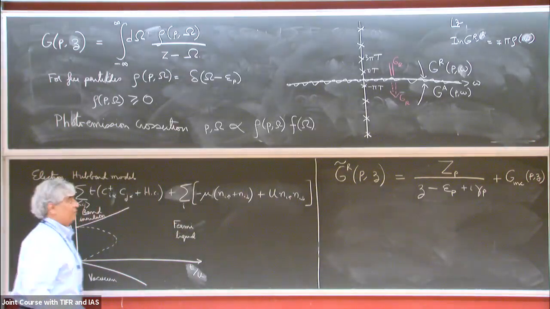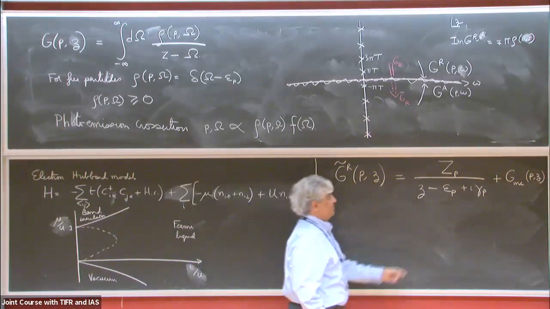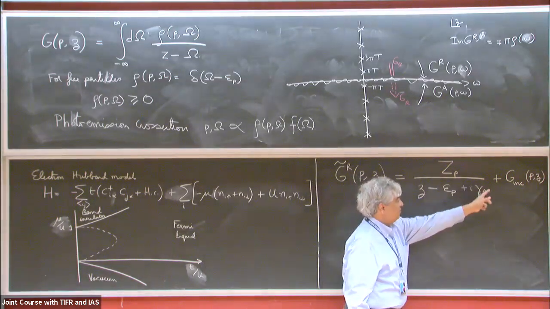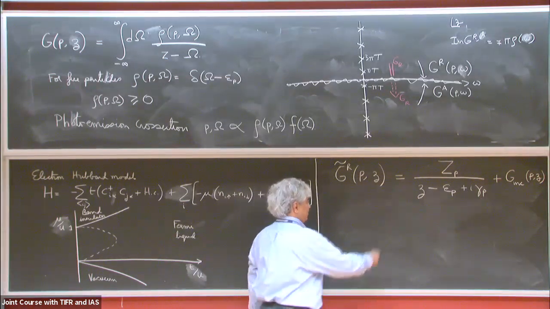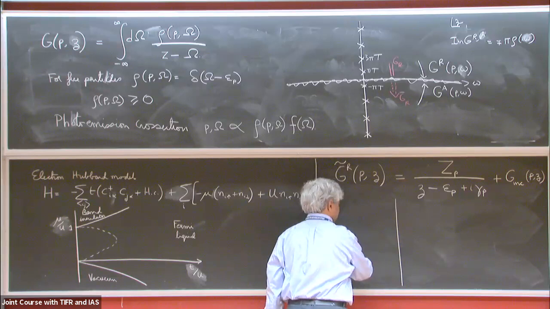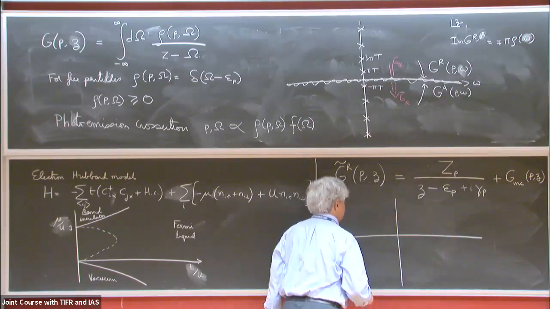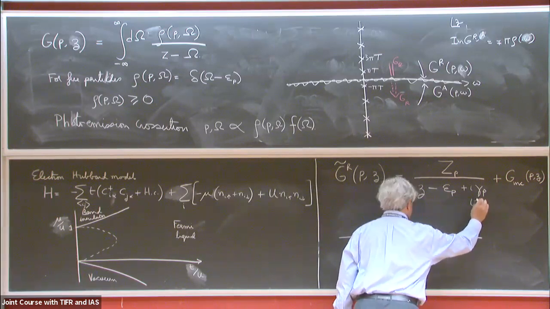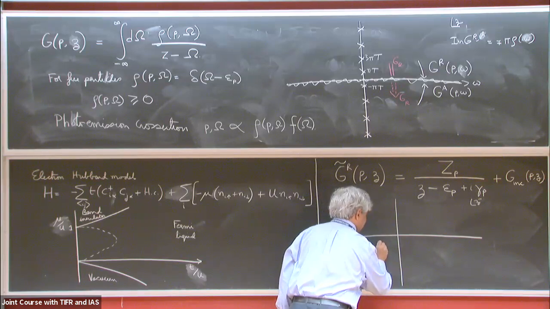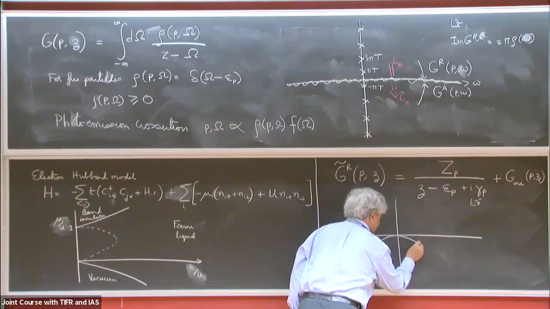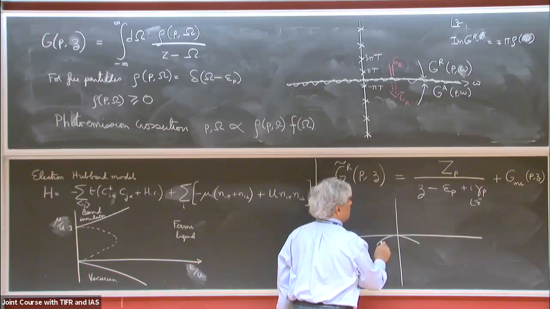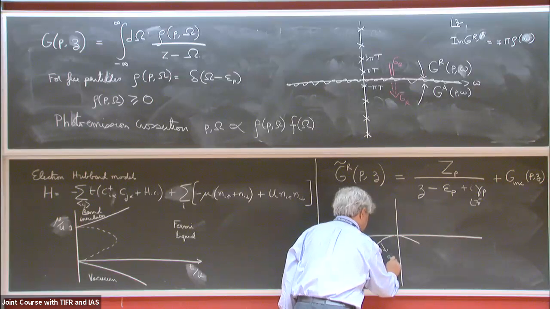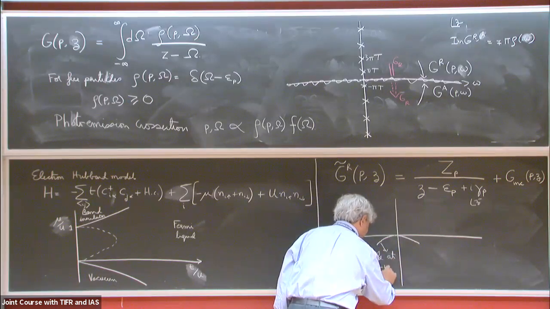Okay, so in a Fermi liquid, then there is a pole, but it's in the second Riemann sheet. It has a real part E_P and an imaginary part gamma_P. So where is this pole? Now I'm going to plot this thing in the same complex plane. So there's a pole here, and it's going to look like this. The pole is at E_P minus i gamma_P.